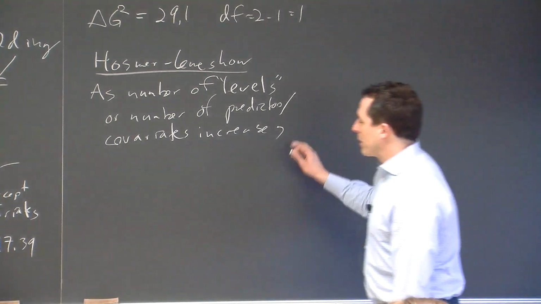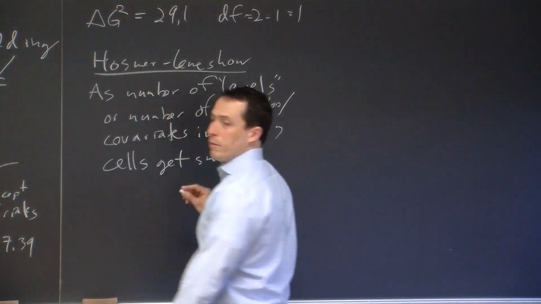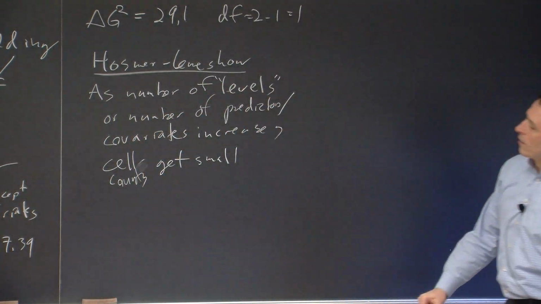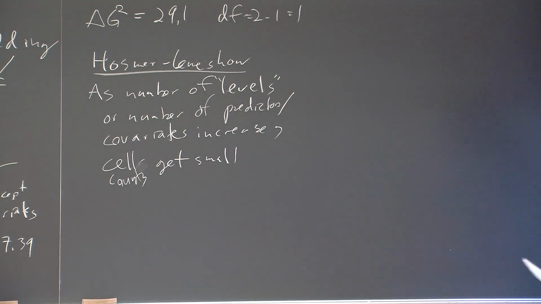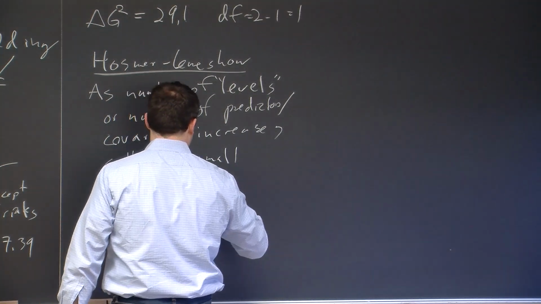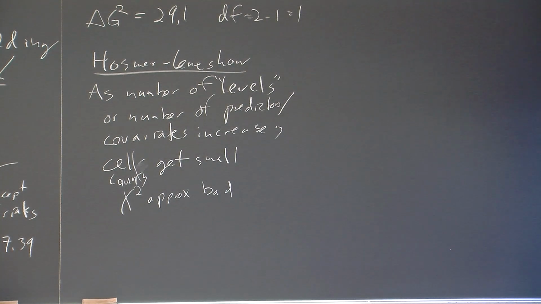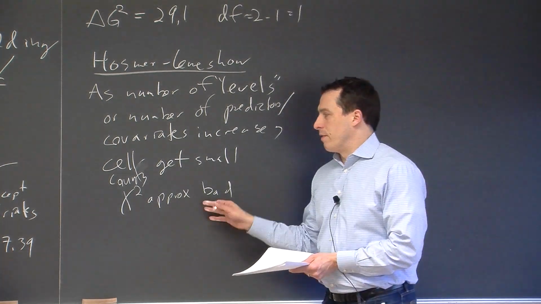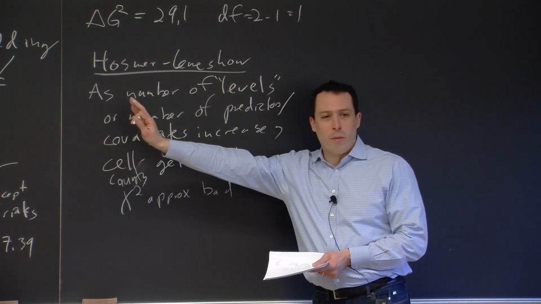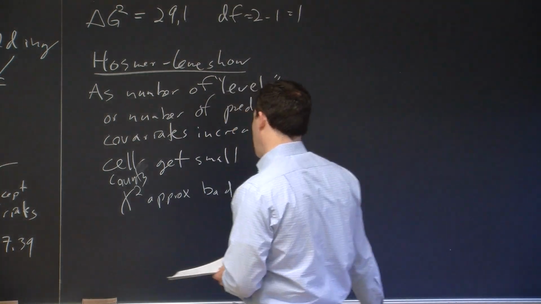And so as this number increases, the cells in the table get really small. The cells are just boxes, and the cell counts get really small, and that means that the chi-squared approximation will be bad. So that's something that can happen. The Hosmer-Lemeshow statistic is a strategy for how we can measure goodness of fit even in this situation. Though this method works theoretically, if the cell counts aren't big enough, it won't work in practice, right? So n is not close enough to infinity.